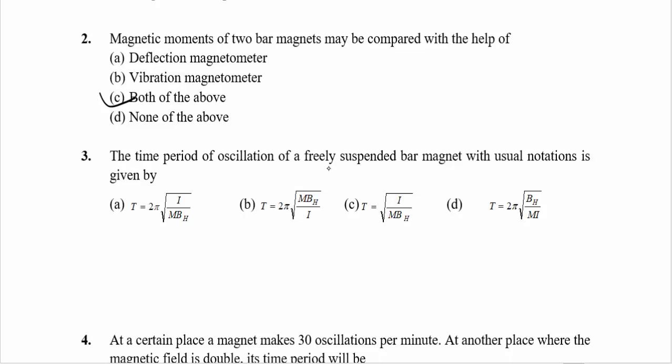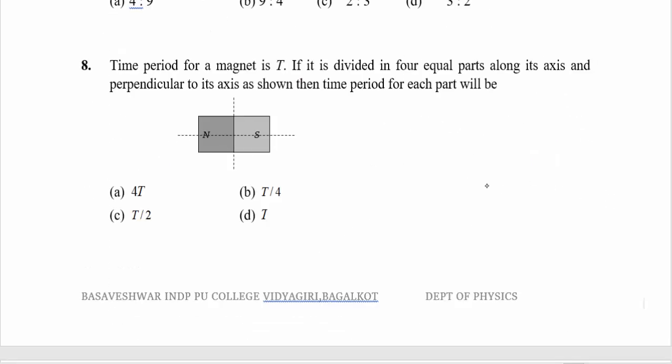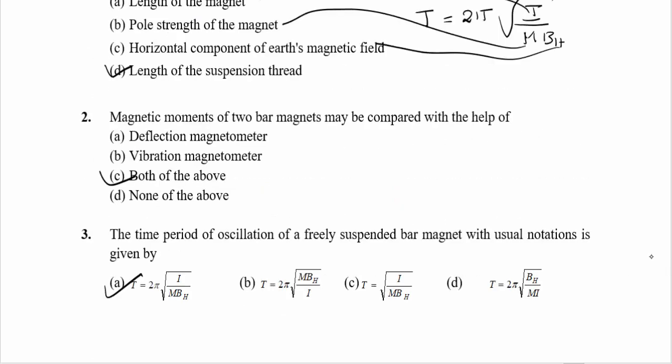Okay, next, third question. Third is the time period of a freely suspended bar magnet. As I discussed in the first question, T equals 2 pi root of I by M BH. Option A. So next question.